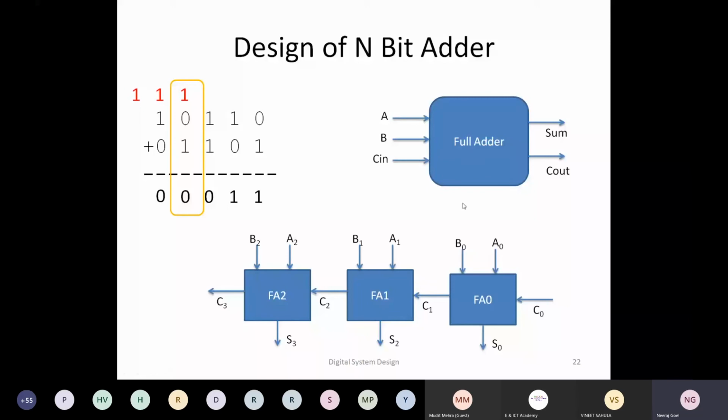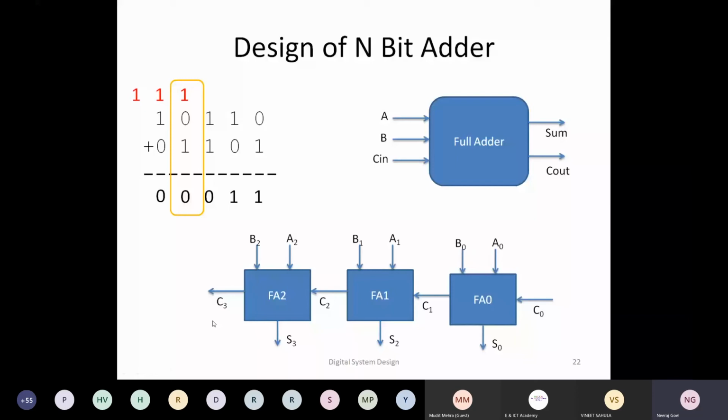Now the first thing we have to learn is how this full adder can be instantiated multiple times. I have to use this full adder multiple times. This is full adder 0, this is 1, this is 2, and similarly if it is n bit, there would be n such full adders. So this is the first thing I have to learn.